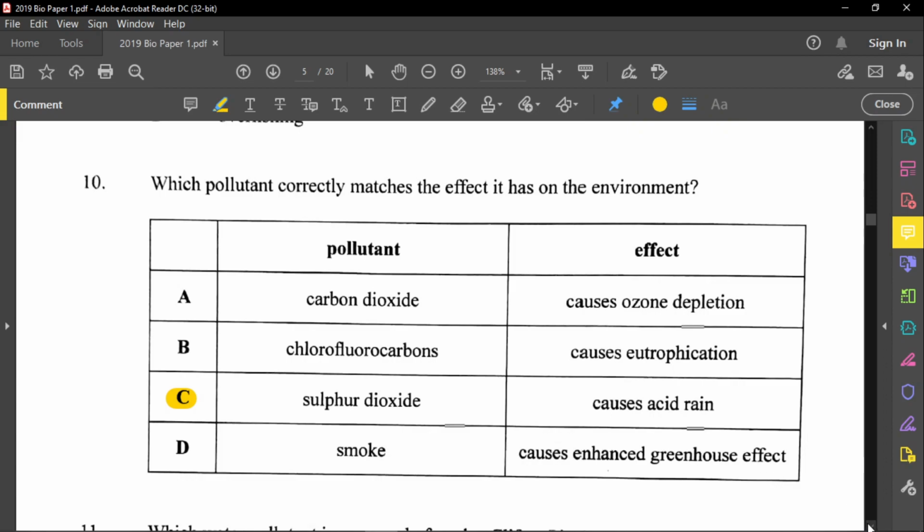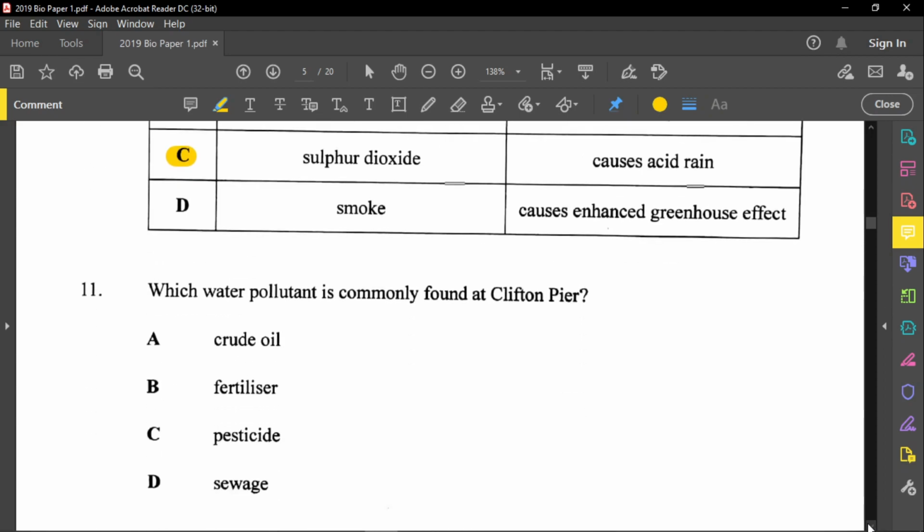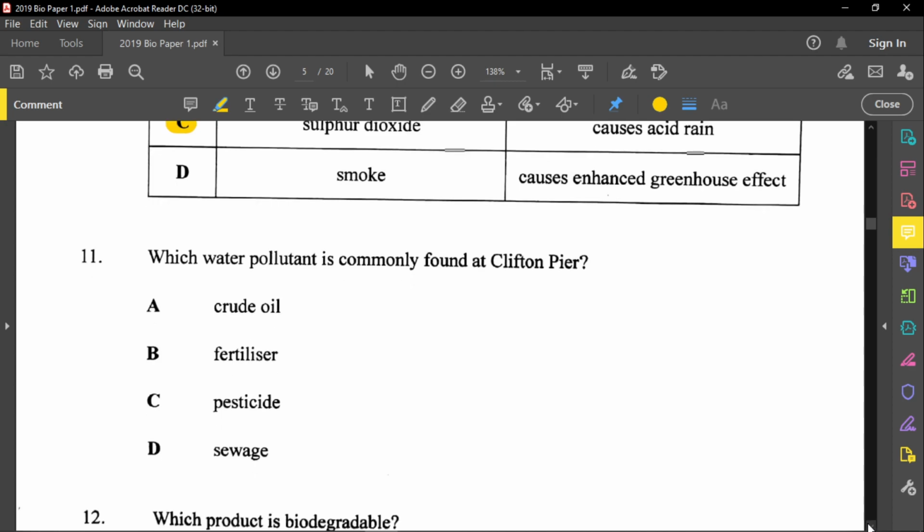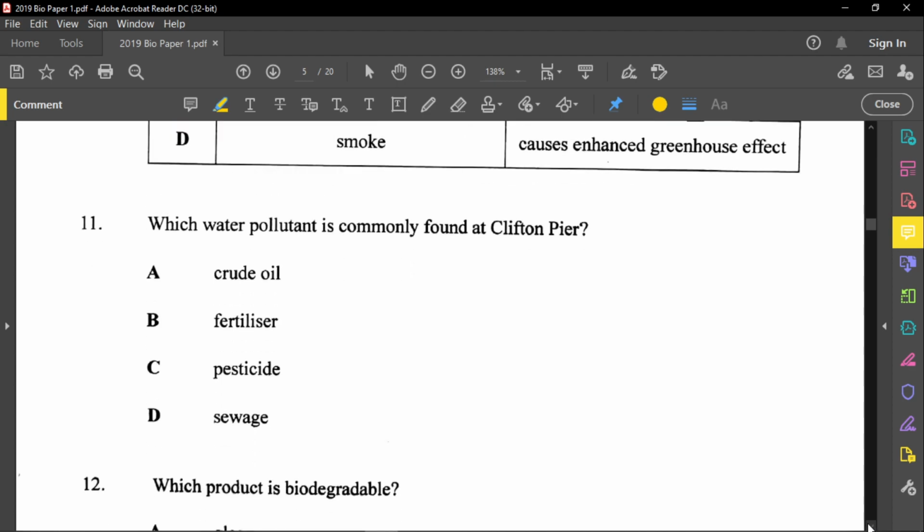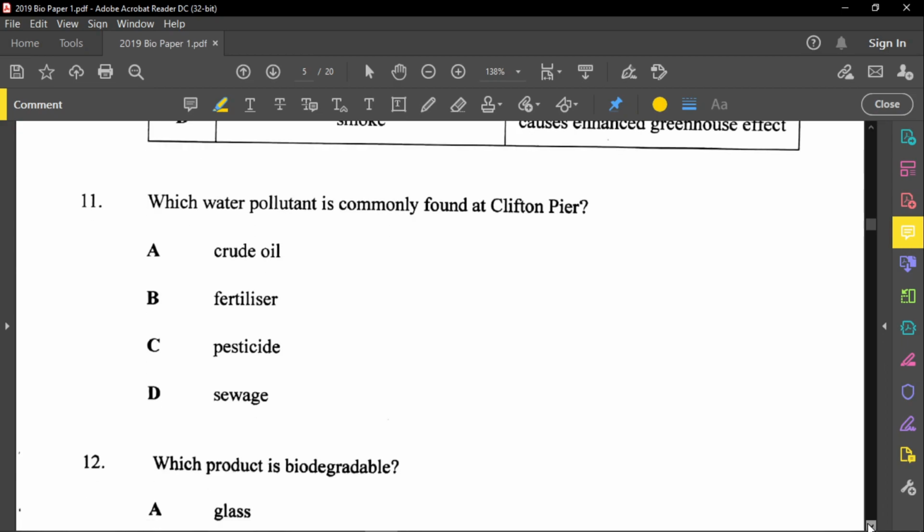All right. So let's jump on to number 11. It says, which water pollutant is commonly found at the Clifton Pier? Now, Clifton Pier is where you'll find the BPL plant, okay? And so what they use to produce electricity is oil, and so what you most likely find out there is crude oil, if you should find any.